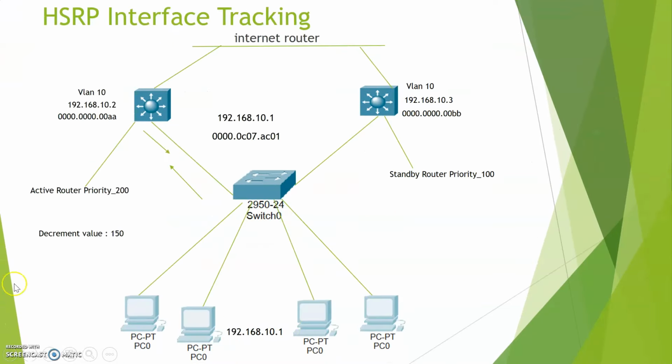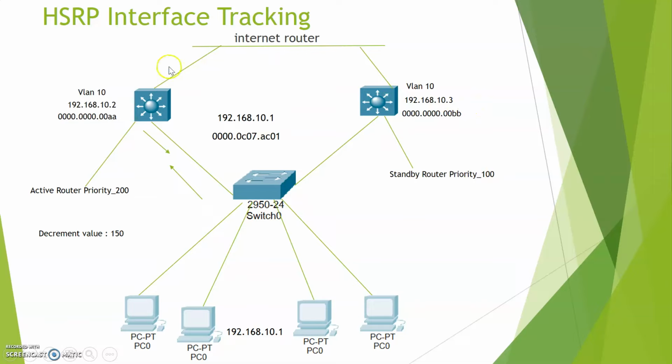And let us discuss HSRP interface tracking. So this is for automatic interface tracking. When a specific interface goes down, this is a serial interface which is going to the internet router, the active router with the highest priority, that is 200, will reduce its priority by the configured decrement value. I have configured the decrement value 150. So the priority will be reduced from 200 to 50. So automatically the standby router, which has the second highest priority, will now take over the active role. That is the purpose of interface tracking.